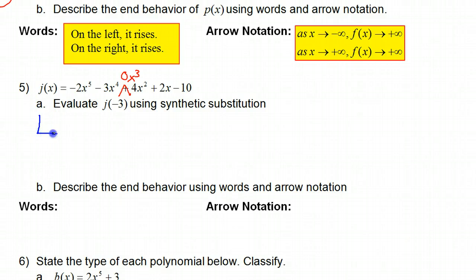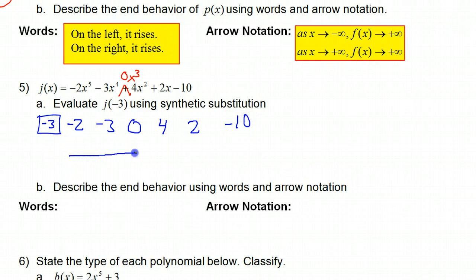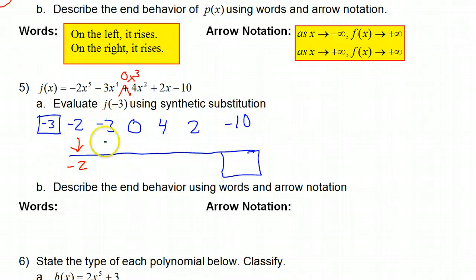So you make your box, and I'll have my negative 3 in there. Now here come my coefficients. Negative 2, -3, 0, 4, 2, -10. Leave a space. Make another box at the end. First number you just bring it down. Now I multiply and add. So -2 times -3, that is +6. -3 plus 6 is +3.